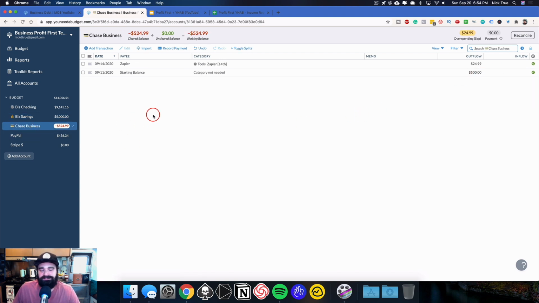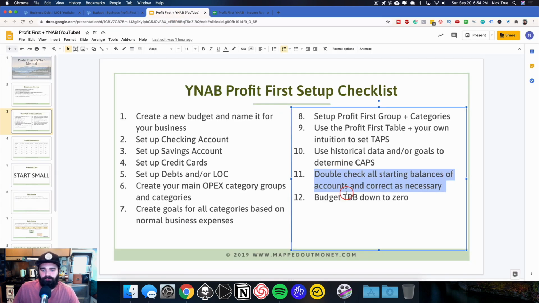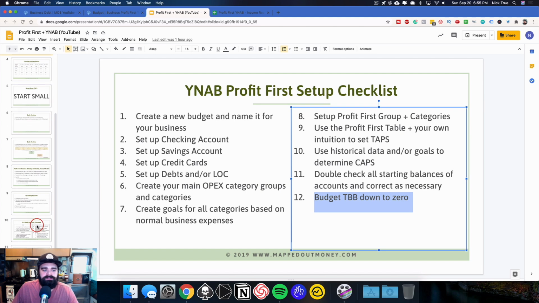Because if they're not, it's going to give you a lot of headache down the road. Now, assuming that you've done that, we are ready to move on to budgeting our money down, and we're going to do that following our Profit First routines. Now, there's multiple Profit First routines that you're going to follow.